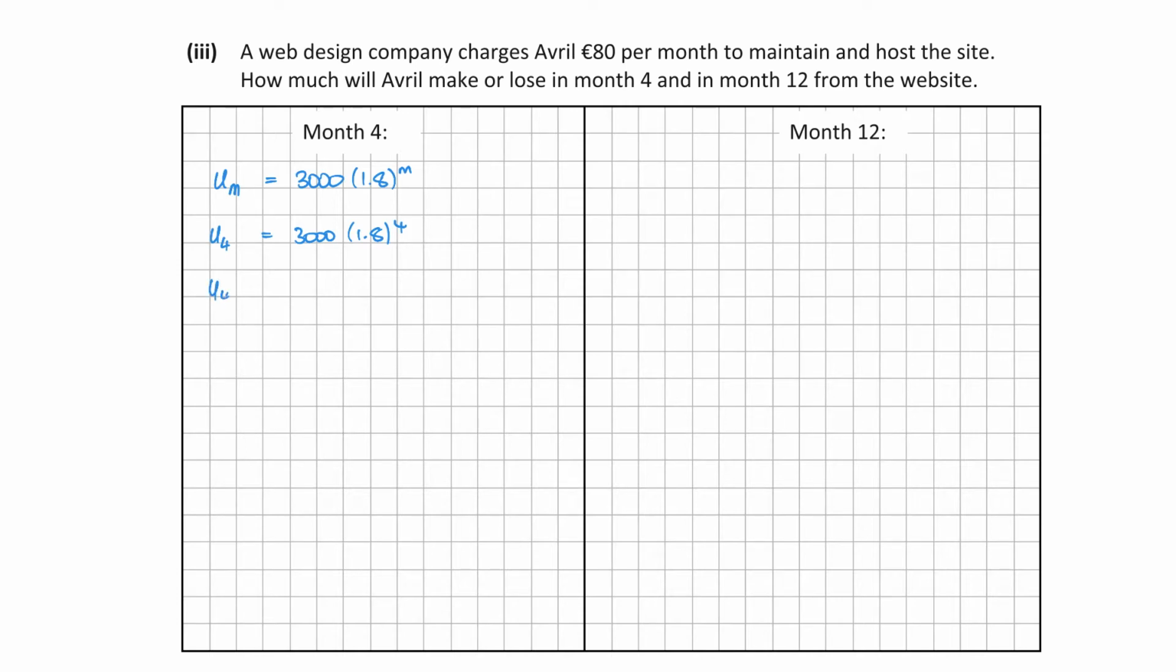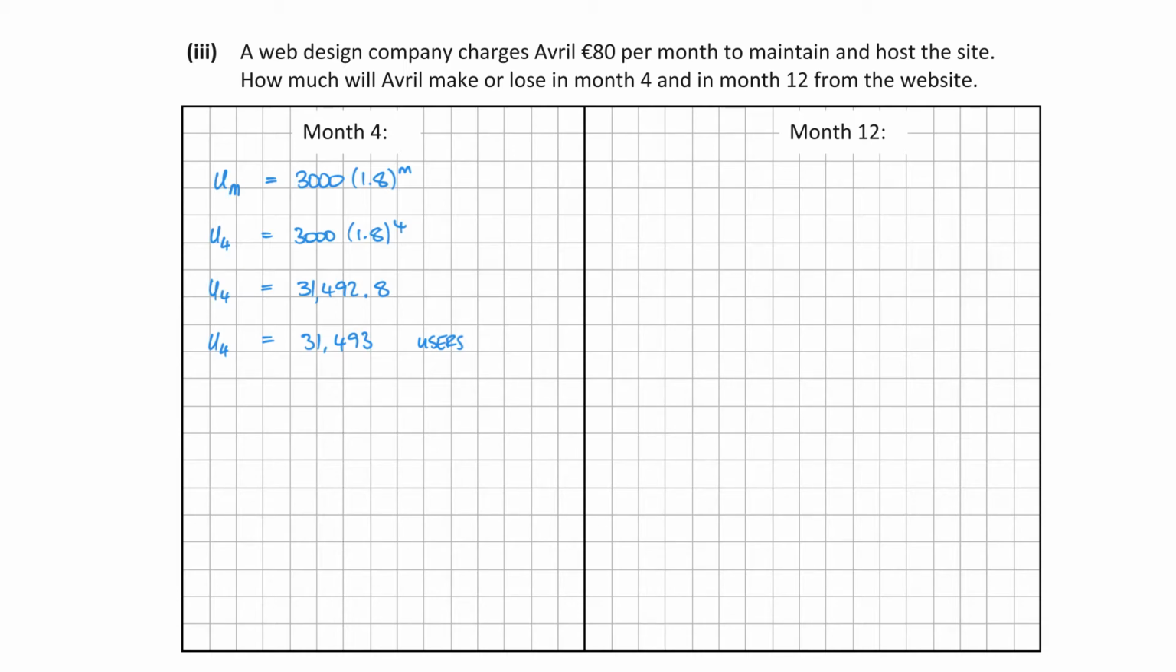That gives us U of 4 equals 31,492.8. So how many users would that be? For U of 4, the number of users would be, we'll round it off to 31,493 users. So that's the amount of users we'd expect her to have after 4 months.